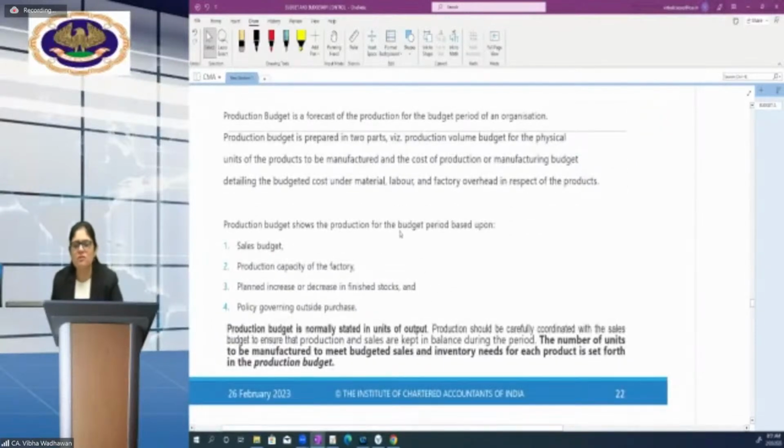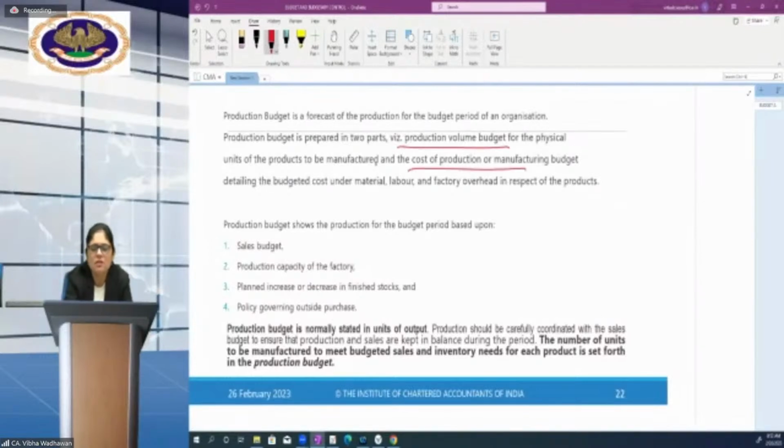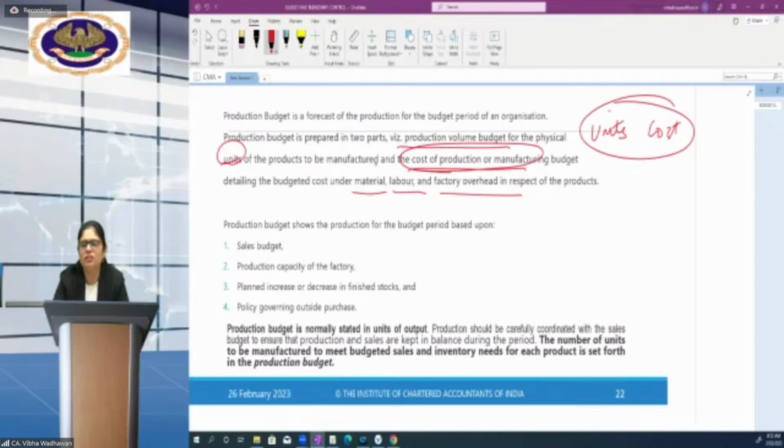It's the forecast of the production for the budget, and it is prepared in two parts: production volume, in physical units, and the cost of production. First of all, how many units are to be produced, and what the total cost of production will be. We take the material, labor, and factory overheads, so direct cost and indirect cost. So we have the units and we have the cost also. The production budget encompasses two factors: the units to be produced and the total production cost that has to be incurred.